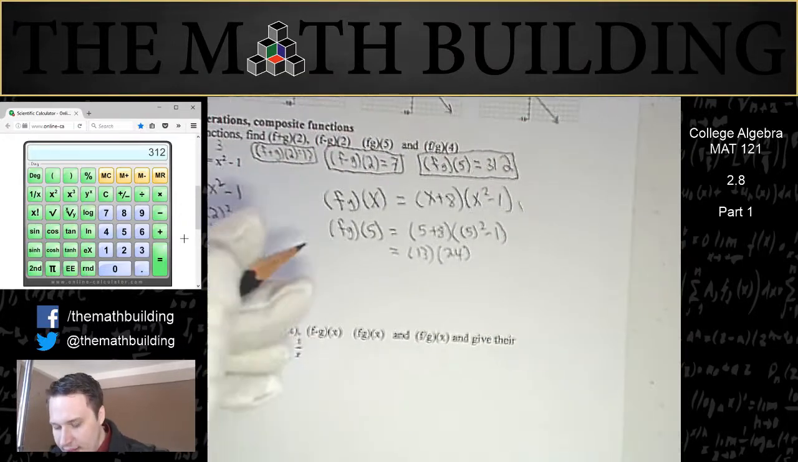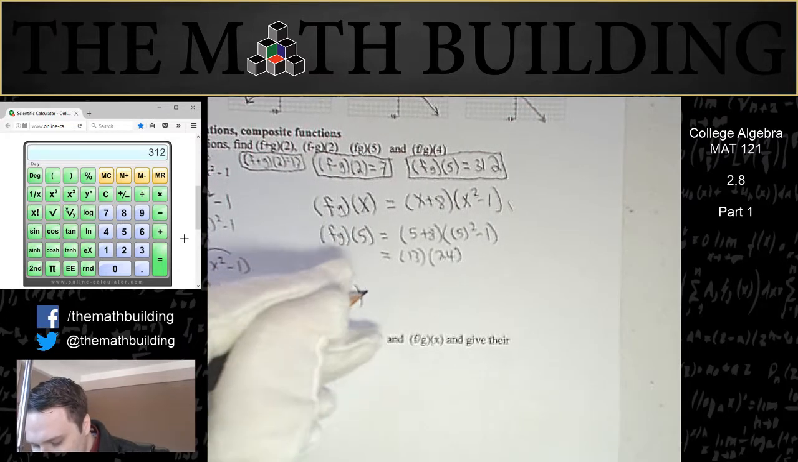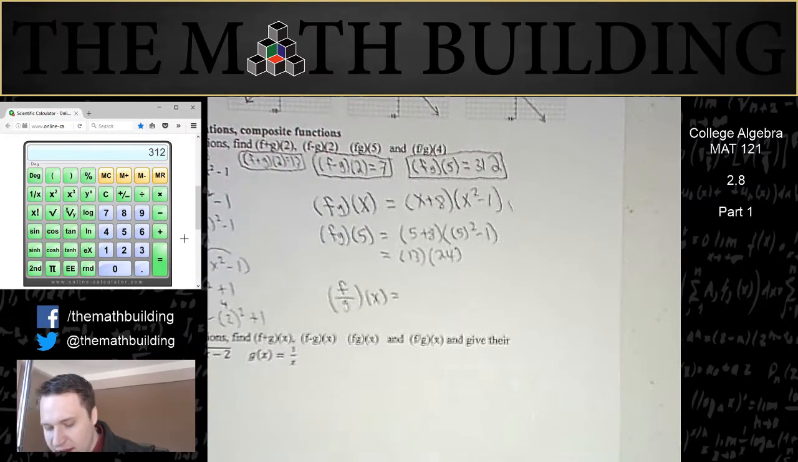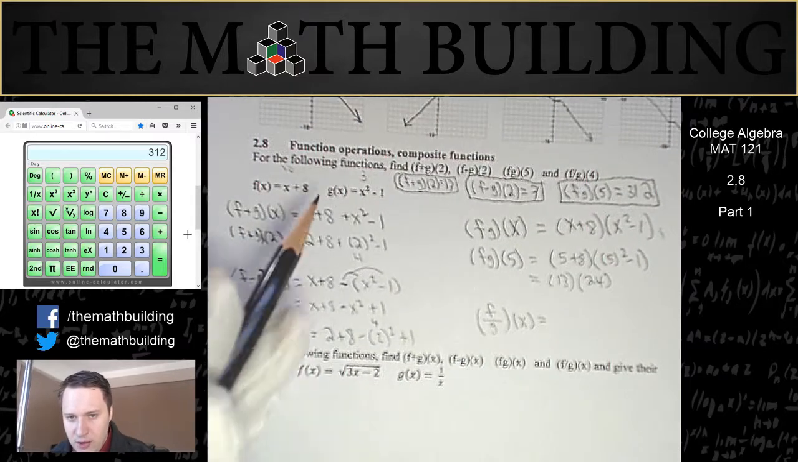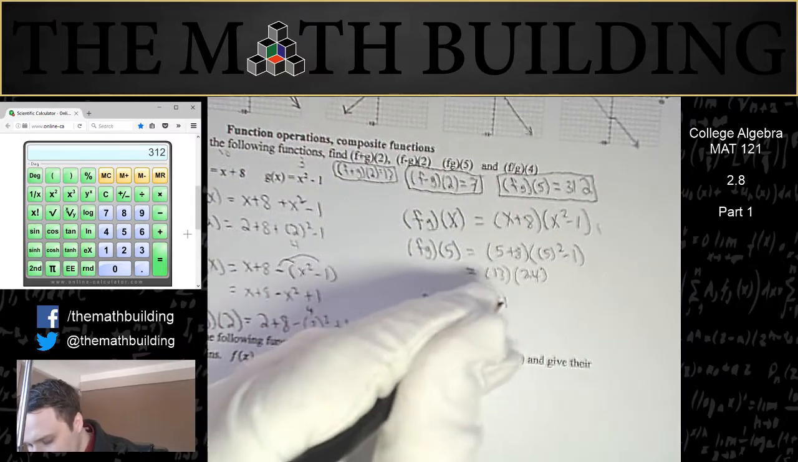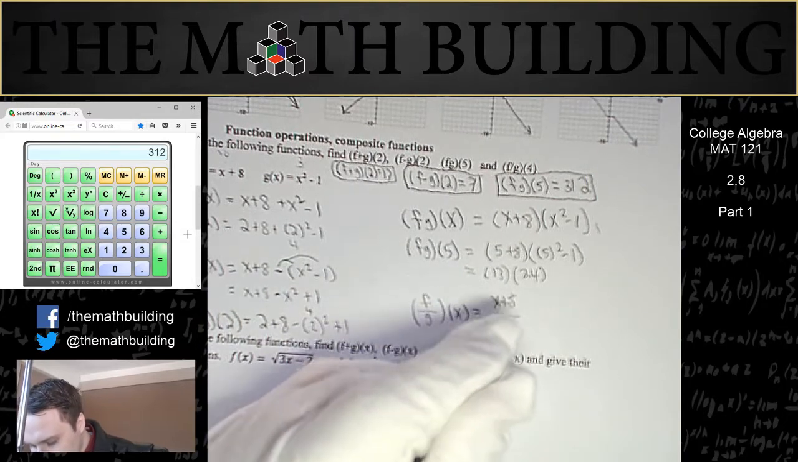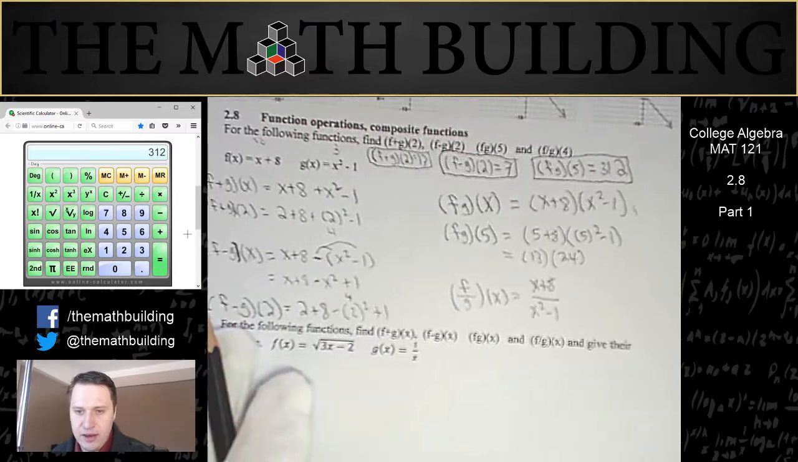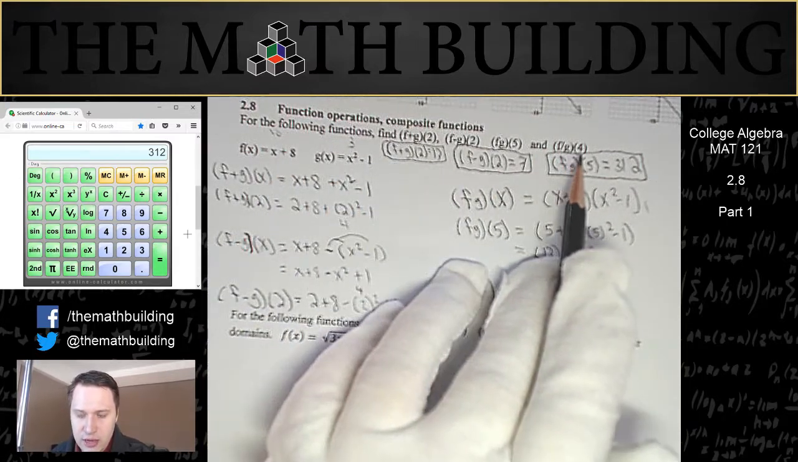And the last one, f divided by g of x. Just divide the two functions, but make sure you put f on top and g on the bottom. So f on top, x plus 8. g on the bottom, x squared minus 1. So that's f divided by g of x, given these two functions. And they want us to plug in the number 4.